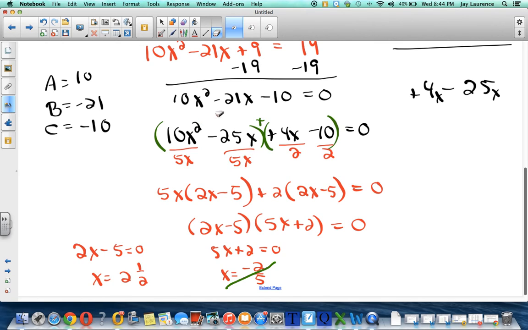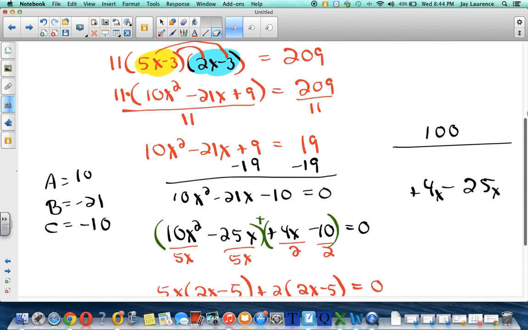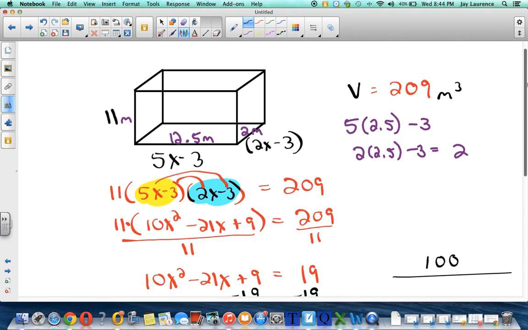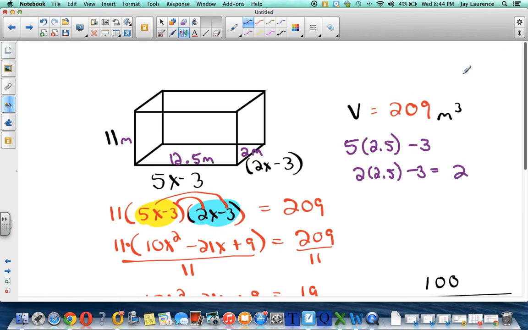All right, I like the negative 21. Okay. 5x, 2x, negative 5, 2x minus 5. I'm not seeing my mistake right now. I did have it equal to 209, right? Let me just check my math really quick.